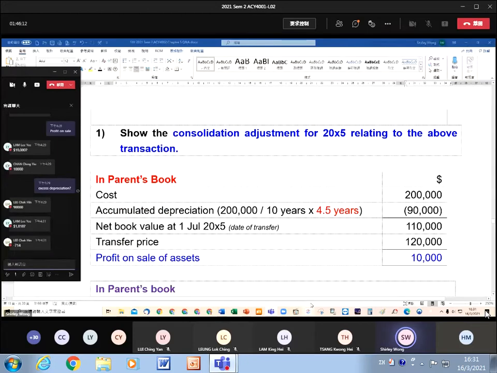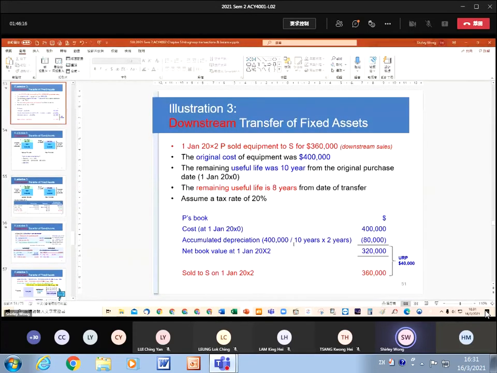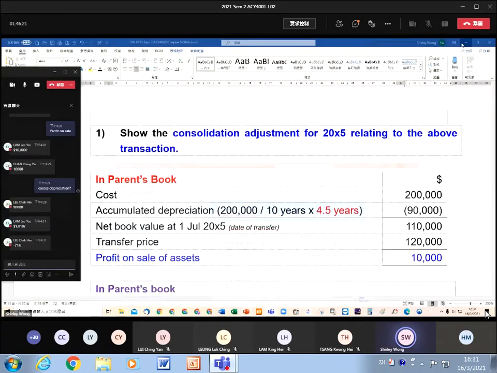Just like I have told you, you need to follow what I have done in this slide. You need to find out the original cost, original net book value, and then compare the transfer price. So you need to do it yourself. Original cost from the question is 200,000. For the accumulated depreciation, at the beginning when the holding company purchased it, it assumed that it can be used for 10 years, and after it used for 4.5 years, it decided to transfer. So the net book value at the date of transfer, 1st of July 2005, should be 110,000.